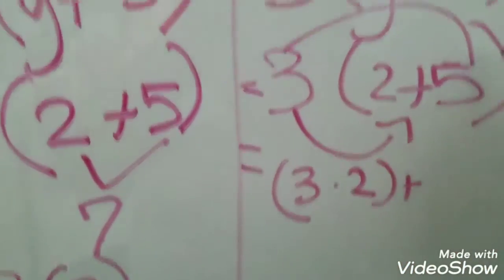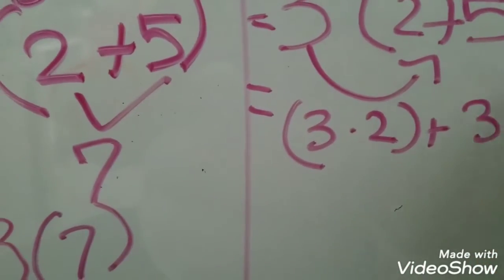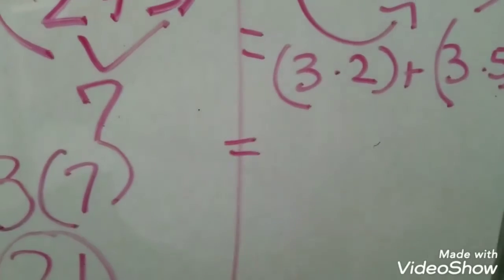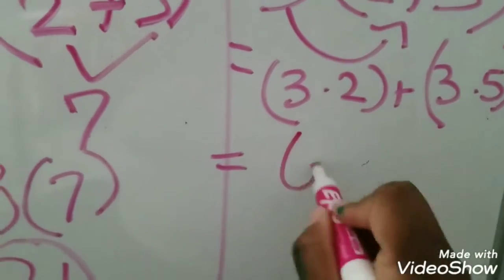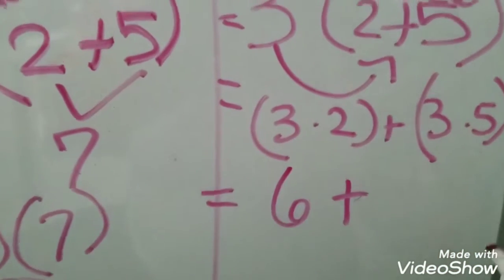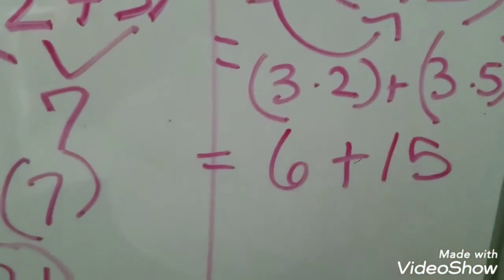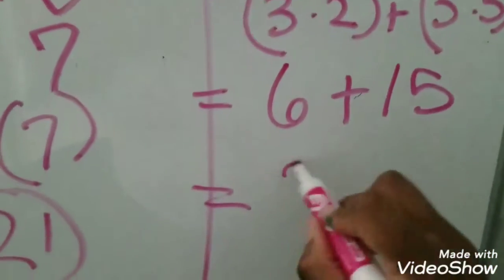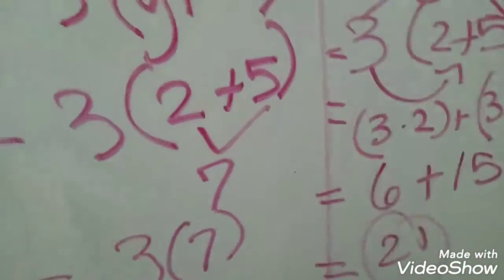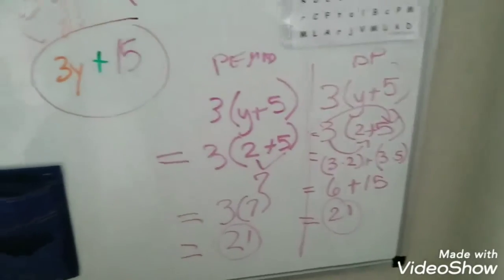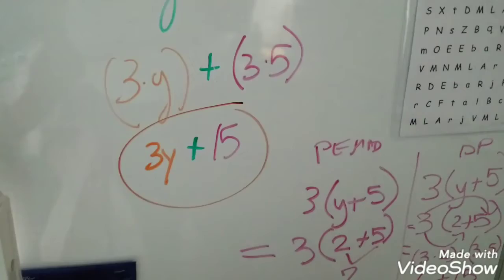Plus, and we distributed the 3 to the 5. Very good. 3 times 5. And then keep going. What do I do next? 3 times 2 is 6 plus 3 times 5 is 15. Very good. And then that equals 21. Excellent job. Good work. Any questions on the distributive property?